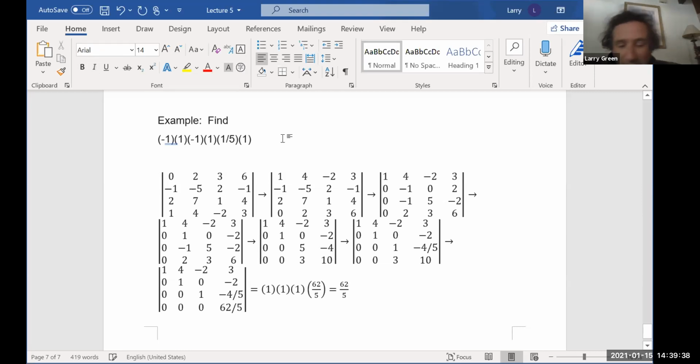And I'm going to do this multiplication out also. If you take -1 times 1 times -1 times 1 times 1/5 times 1, I get 1/5. Any questions on that? Which means if I started with the determinant of A, then all of these row ops have the effect of multiplying by 1/5. Is that clear? So that means 1/5, let's write this out.